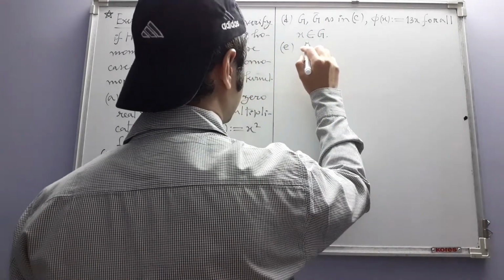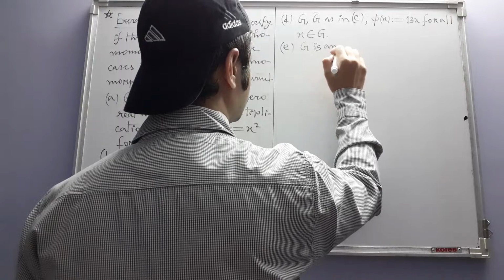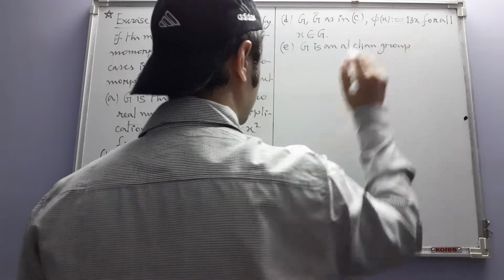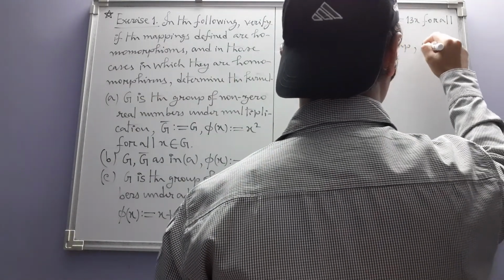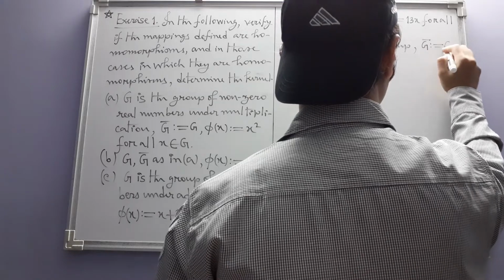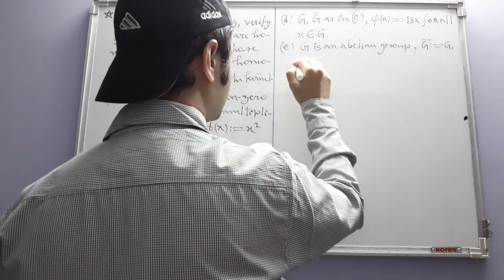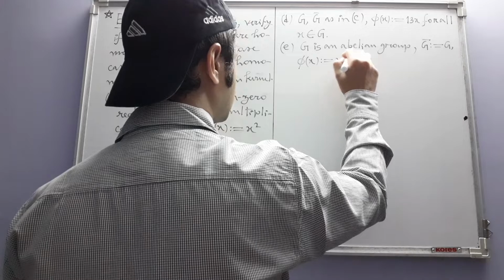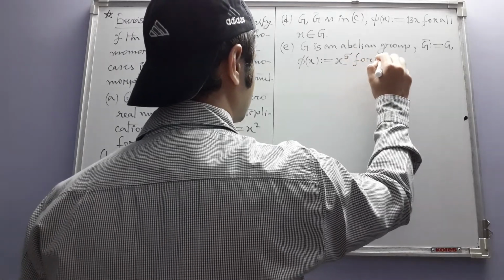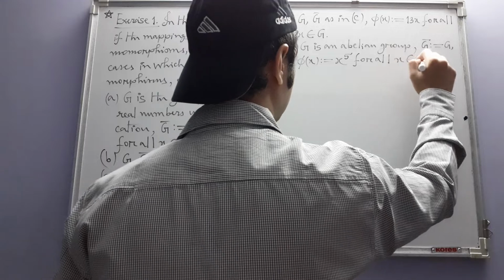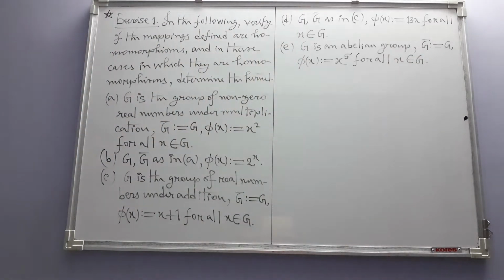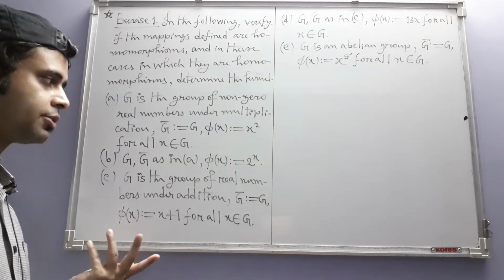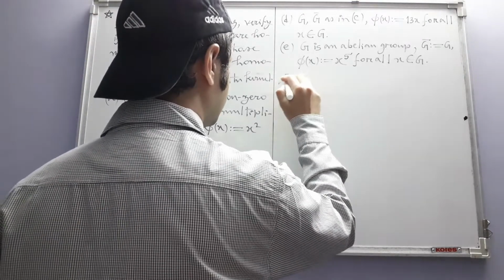In part E, G is an abelian group, G bar is the same as G and the function phi is defined like this, for all x in G. So for each one of these functions we have to decide whether it's a homomorphism, and if it is, then we have to find its kernel. So let's start the solution.